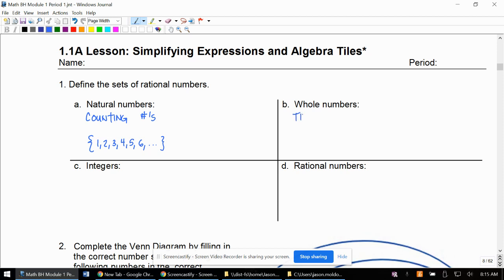So this is the set of counting numbers and 0.